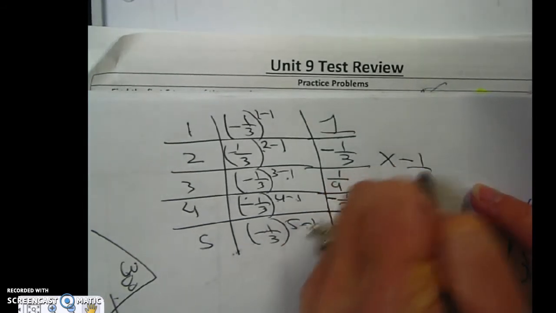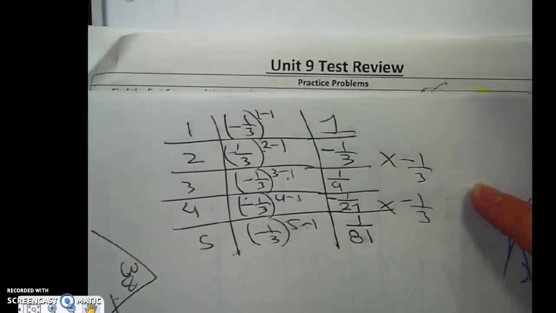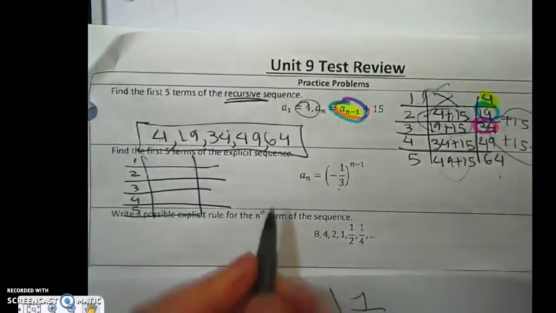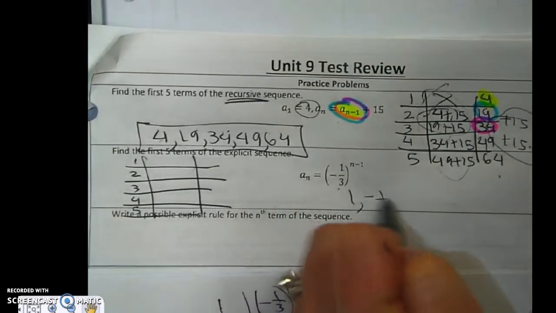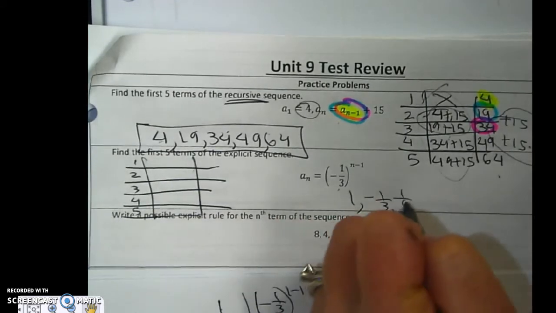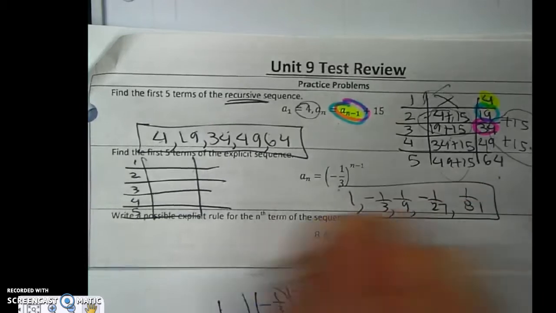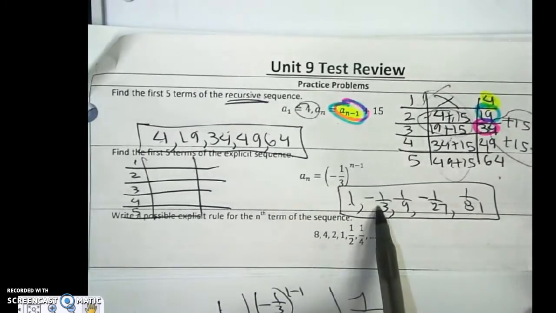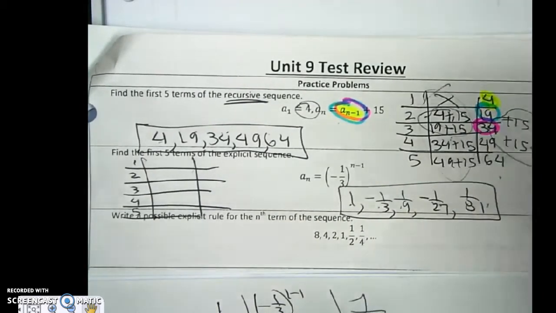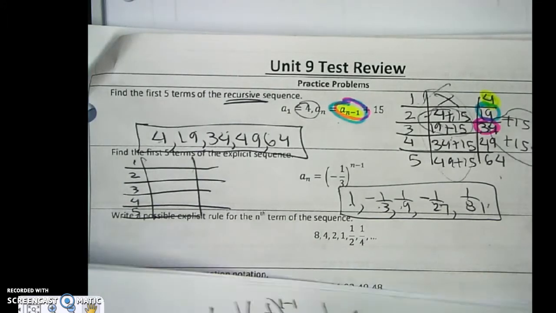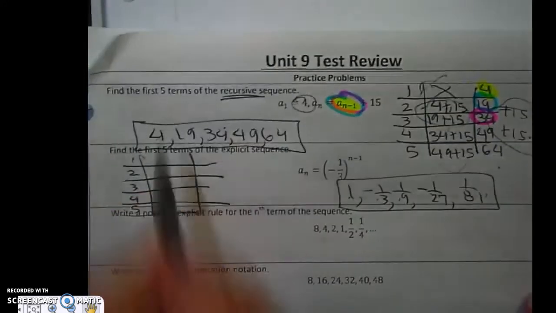I don't know if any of you noticed, but this is the pattern, okay? So now that I have that, I will list it. 1, negative 1/3, 1/9, negative 1 over 27, 1 over 81. Part of what makes this the pattern, positive, negative, positive, negative, positive. So be careful. Okay. Please don't get those 2 wrong.